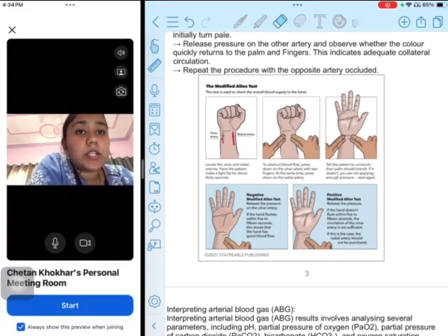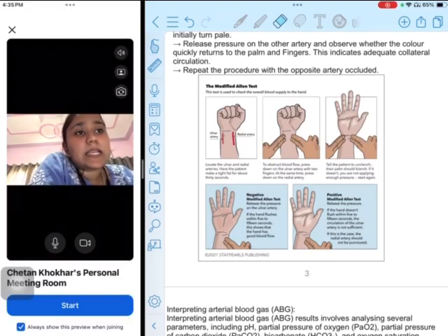What is collateral circulation? Likewise, two arteries are moving side by side. So if one artery is blocked, the other artery will supply to that part of the body. Okay, for example, hand, there is radial artery and ulnar artery. If the radial artery is punctured or traumatized by the ABG sample, so the ulnar artery will be supplying blood to the hand and our circulation will not be compromised. Okay, so its main function is to assess the patency of both the arteries before taking an ABG sample.